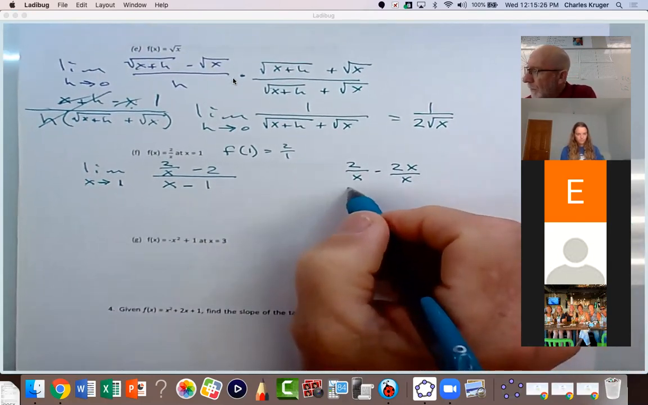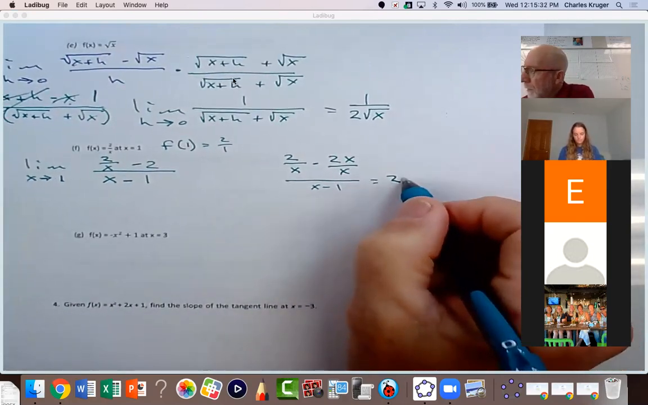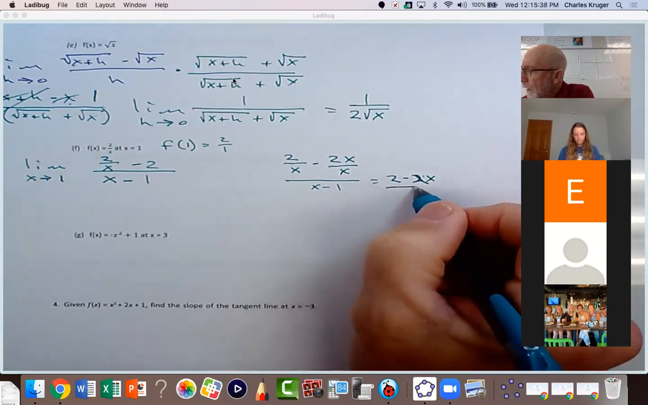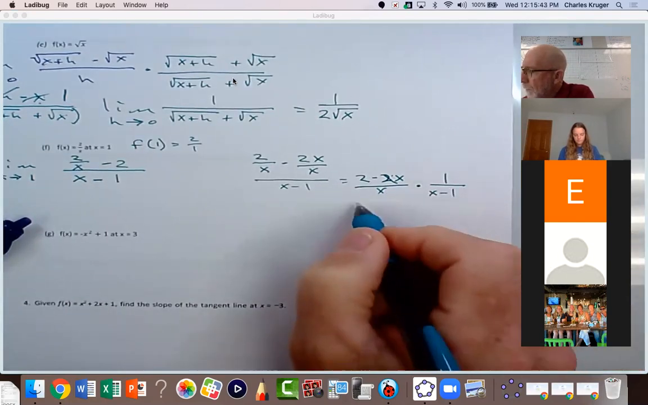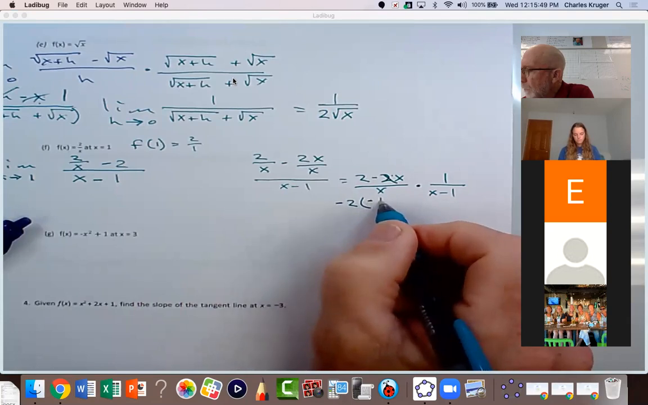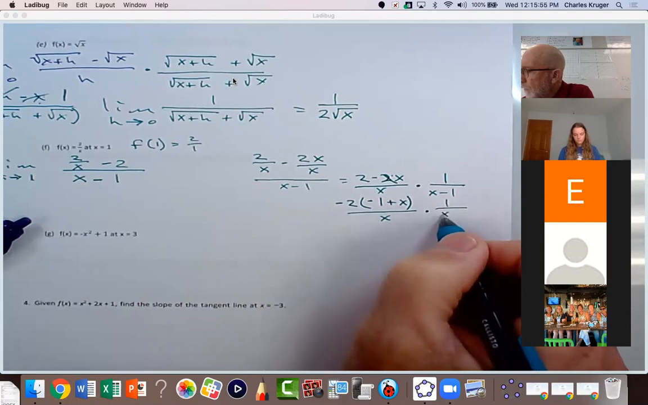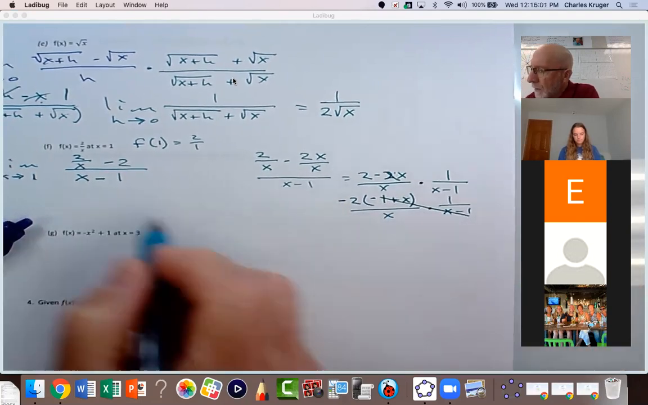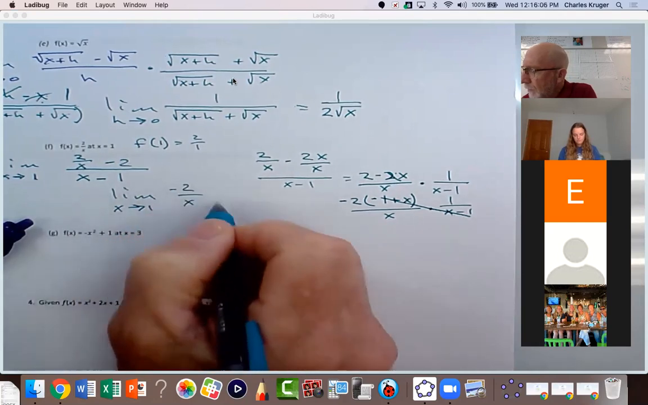And so that all divided by x minus 1. So that gives me 2 minus x, or 2 minus 2x over x times the reciprocal of x minus 1. I'm going to factor out a 2. I guess I could factor out a minus 2, and I get negative 1 plus x over x times 1 over x minus 1. And negative 1 plus x is the same as x minus 1. So now I'm going to take the limit as x approaches 1 of a negative 2 over x, which is a negative 2.